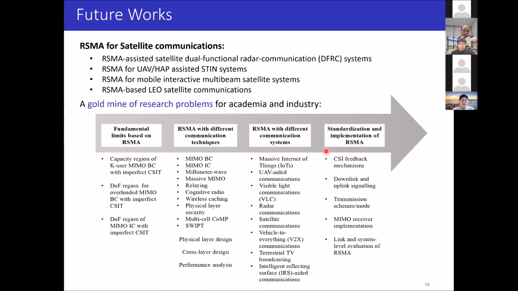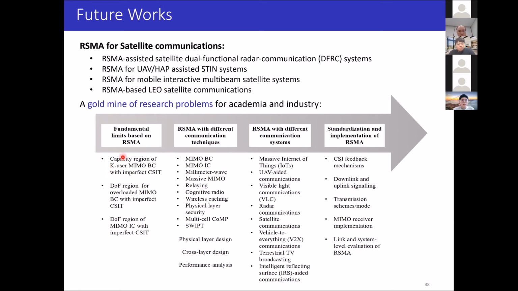So things that we're looking at: currently we have a project with the European Space Agency where we're doing rate splitting for dual functional radar and communication. This is something we have looked at for terrestrial networks only, but it turns out that when you have satellite systems, the joint radar and communication can really leverage the rate splitting architecture as well. You can look at rate splitting for UAV, high altitude platform. You can have very mobile satellite systems also, or LEO satellites, something that has not been looked at.